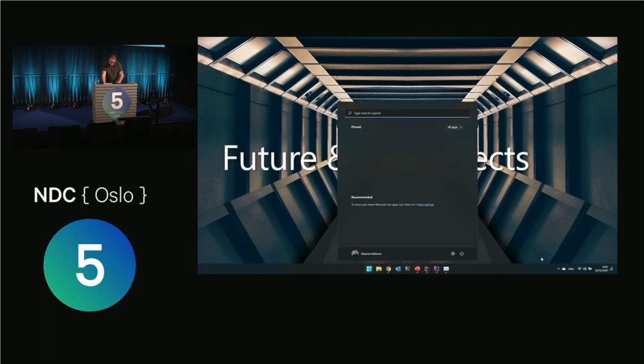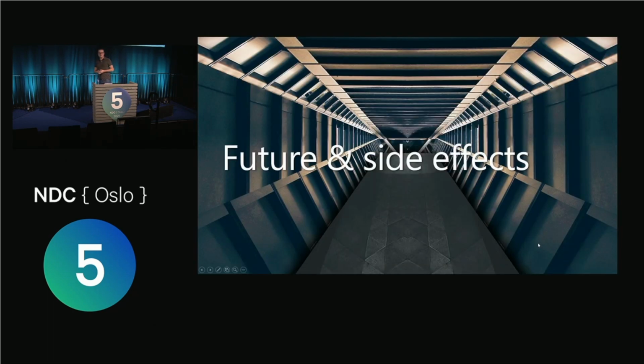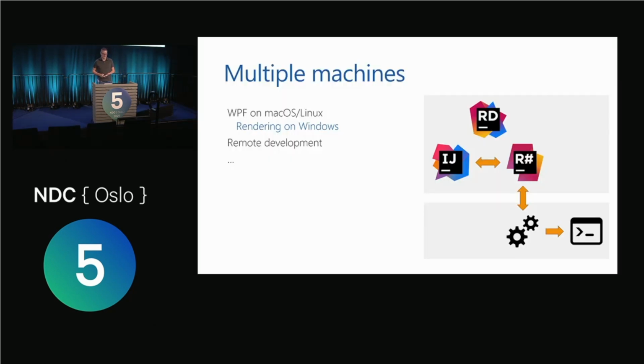Right, there are some things that we can do in the future, and there are some side effects. We already saw some side effects of coming up with this architecture for Rider, having this model. Code With Me, remote development, all of those things are already side effects, but we have some other things we are thinking about that we can do with this protocol. So first of all, having multiple machines, remote development is already there.